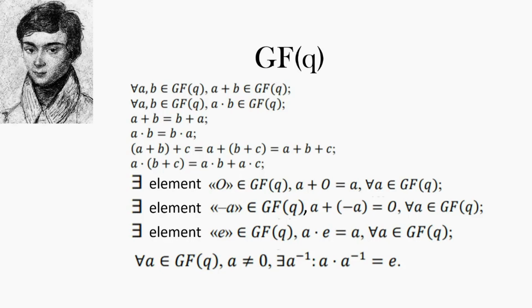Also, for some element E in GF(Q), A multiply E is equal to A, for any A in GF(Q). And the last one, for any A in GF(Q), where A is not 0, there is some A to the minus 1 power, such that A multiply A to the minus 1 power is equal to E. So, it's not hard, is it?